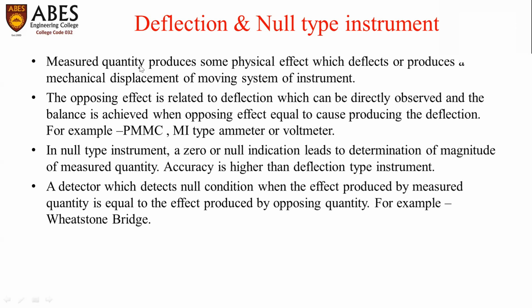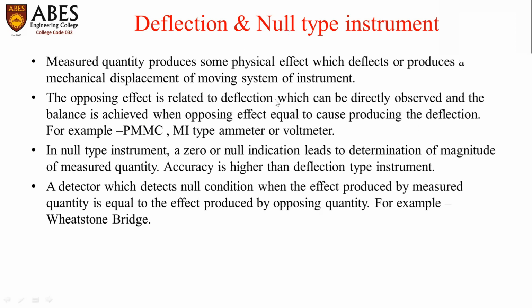The other classification is deflection and null type instruments. The measured quantity produces some physical effect which produces a mechanical displacement of the moving system of the instrument, and the opposing effect is related to the deflection, which can be directly observed. The balance is achieved when the opposing effect is equal to the cause producing the deflection. For example, PMMC and MI type ammeters and voltmeters can be used as deflection type instruments.